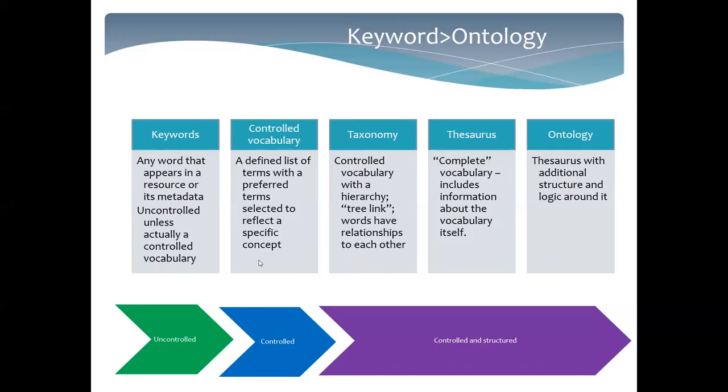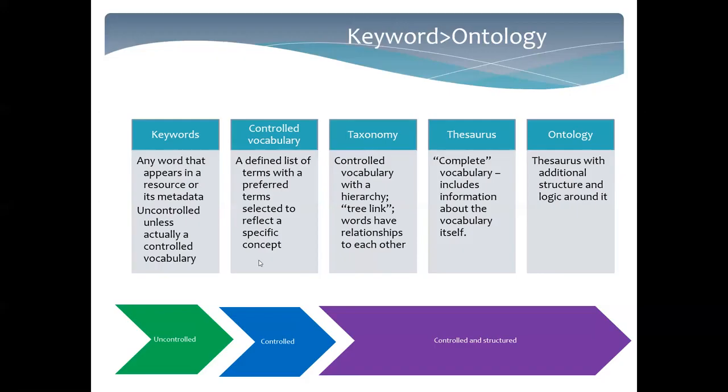And this is where we get that defined list. So we are going to be, and this could be a multi-layered list, but when we start talking hierarchy, that's where we move over to that definition of taxonomy. But a controlled vocabulary is just a defined list of terms with preferred terms selected to reflect a specific concept. That's the most basic definition of a controlled vocabulary.